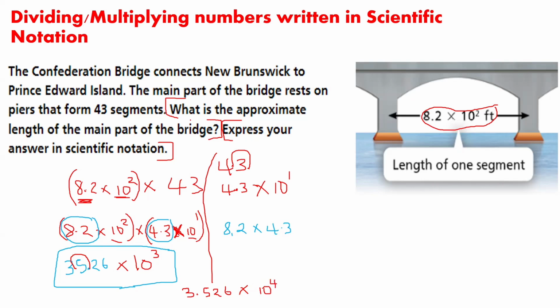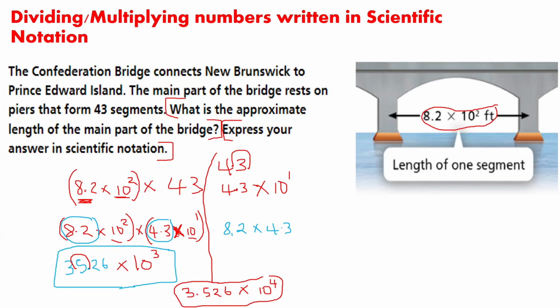Based on what the question asks, what is the approximate length of the main part of the bridge? And this is the approximate length. Approximate means that it is not exact, it is an estimation. And this is how you multiply or divide numbers written in scientific notation.